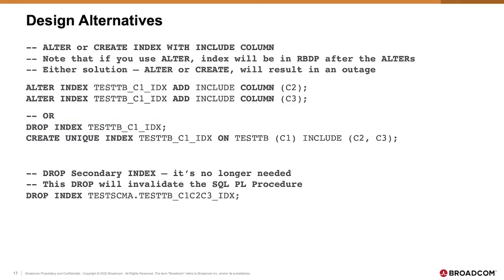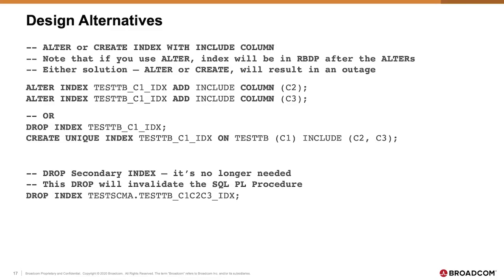Also, you should note that you need to drop the secondary index, the non-unique index, because it's no longer needed. When you drop this index, you'll invalidate the SQLPL procedure because it has a dependency on that index. Please note that DB2 does not support creation of a unique index with a deferred status. Therefore, this process cannot be done in an online manner. You will suffer some sort of outage.